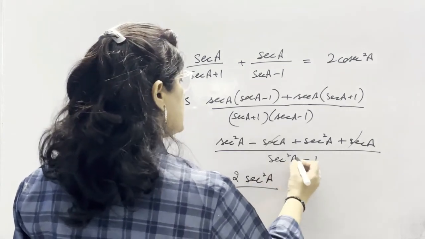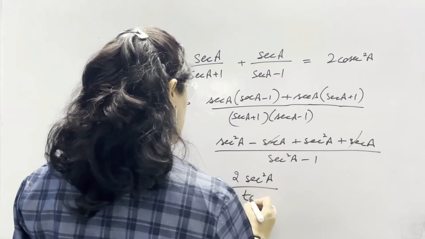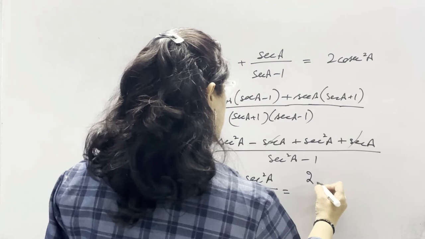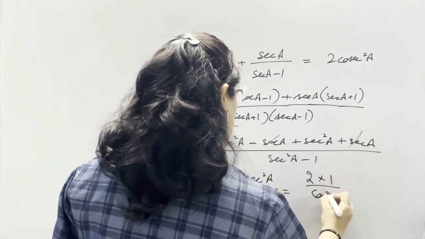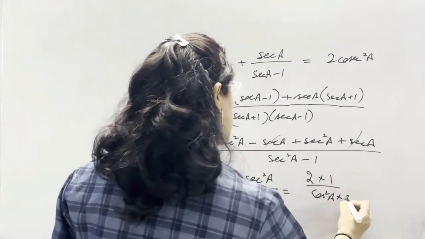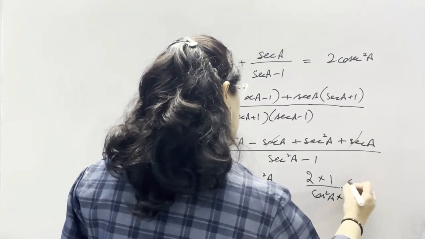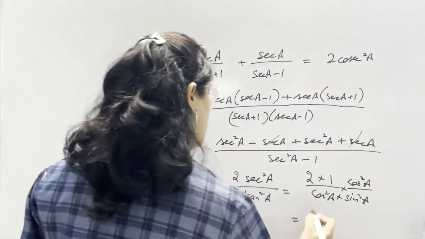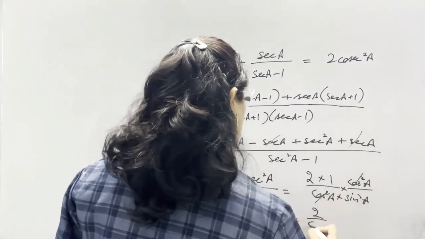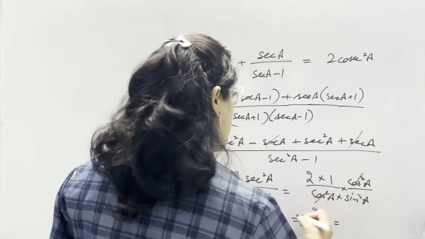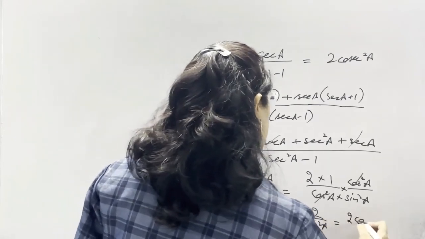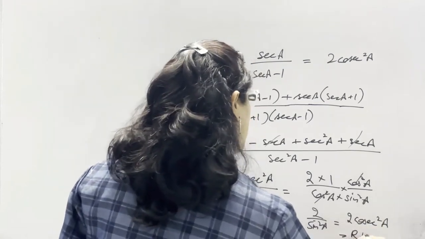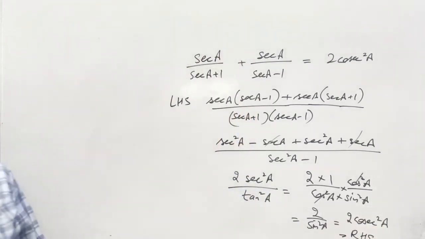In the denominator, sec square a minus 1 is equal to tan square a. Now 2 sec square a means 1 upon cos square a, and tan square a means sin square a upon cos square a. So cos square a cancels, leaving 2 upon sin square a. And what is 1 upon sin? It is cosec. So 2 cosec square a is our right hand side and this is the correct answer.